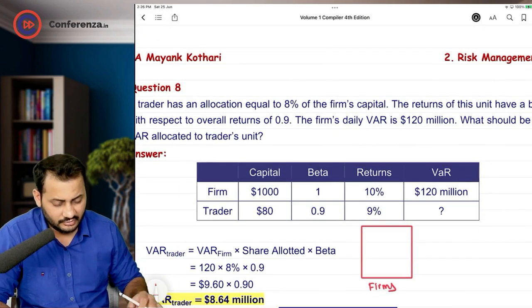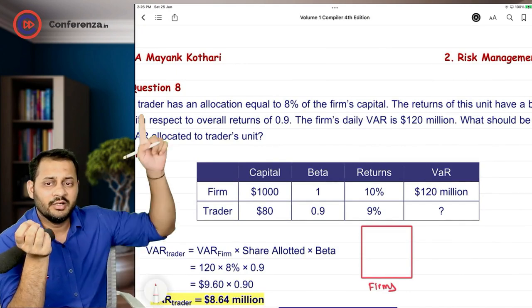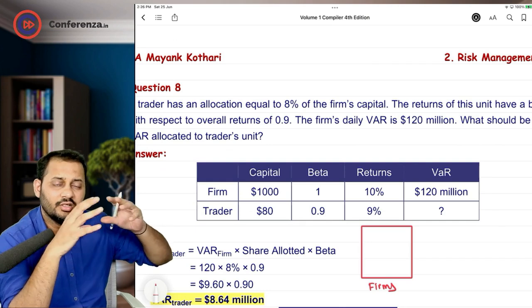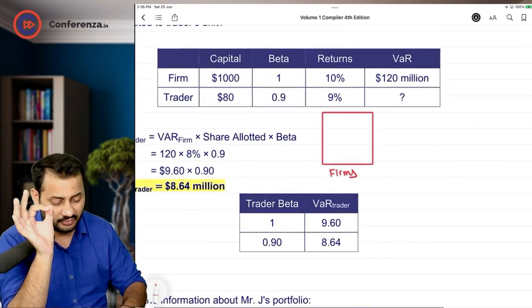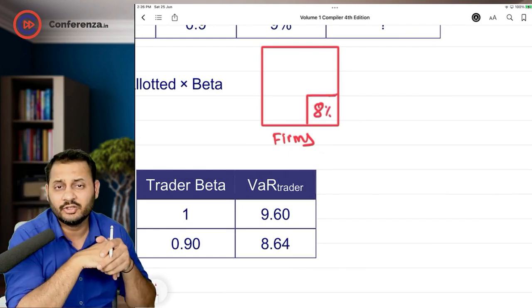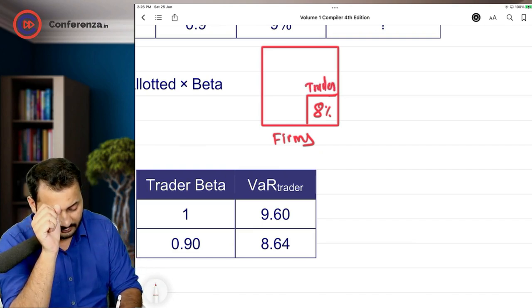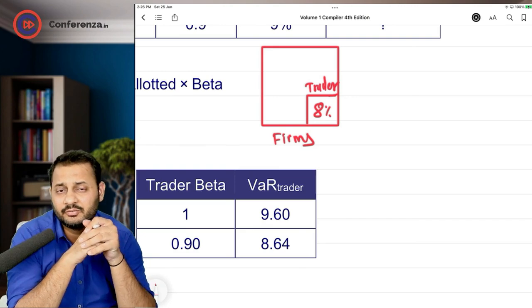It is written that out of the total firm's capital, one trader is managing 8% of the total capital. So what we can do is we can just draw his area in the total. So the trader is managing 8% of the firm's capital.